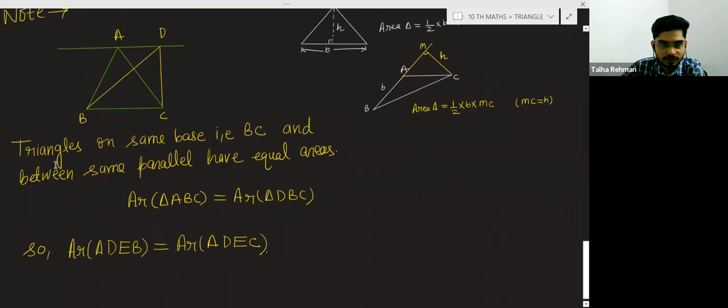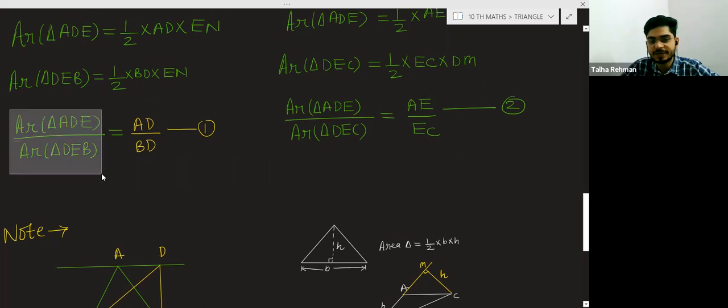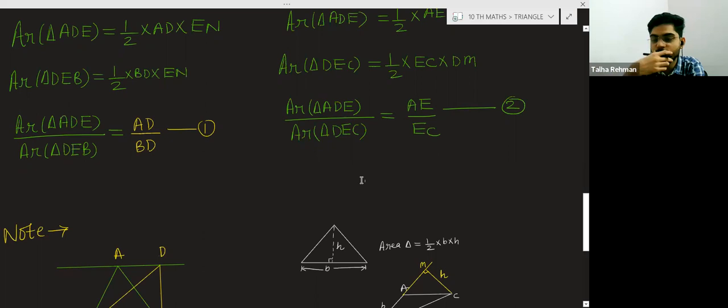So now see, this area is equal to this area. This area and this area, both areas are equal. And this area is also equal to this area, because this is again the area of triangle ADE. This is also the area of triangle ADE. Means you can say the left hand side of equation 1 is equal to the left hand side of equation number 2. If the left hand side of both the equations are equal, then the right hand side of both the equations will also be equal.